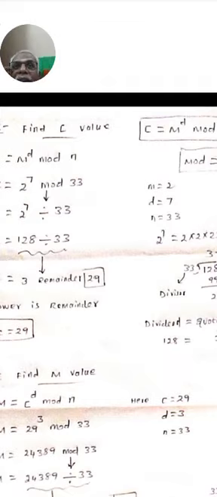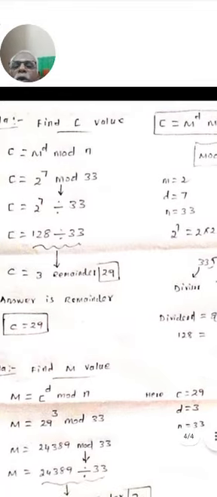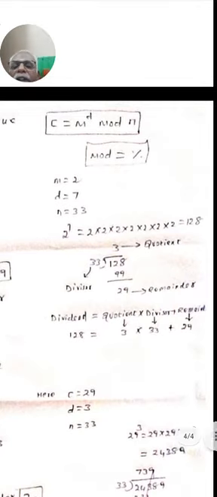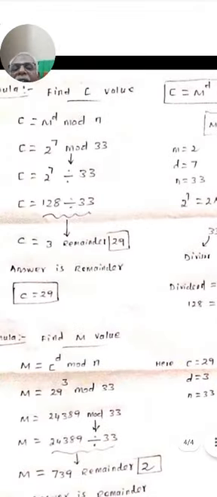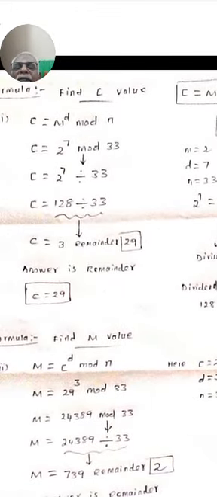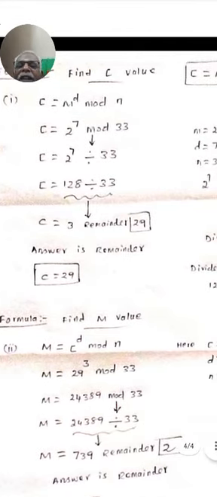Okay, so now we have the equation 2 to the power 7 divided by 33. 2 to the power 7 is nothing but 2 into 2 into 2 into 2 into 2 into 2 into 2, so its value is 128. So I am going to divide this 128 by 33. The quotient is 3, the divisor is 33, and I am getting the remainder 29. So the balance value is 29. Always the answer is the remainder value only. So we are finding the value of c, so c is 29.